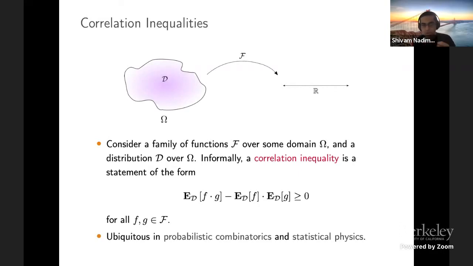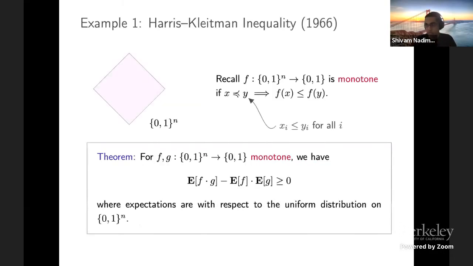To make things a little more concrete, let's look at perhaps the simplest correlation inequality, the Harris-Kleitman inequality, which says that any two monotone Boolean functions on the n-dimensional hypercube are non-negatively correlated. Just to remind everyone, the n-dimensional hypercube is just the collection of 0, 1 strings of length n. And a function is said to be monotone if flipping a bit from 0 to 1 cannot cause the value of the function to decrease.